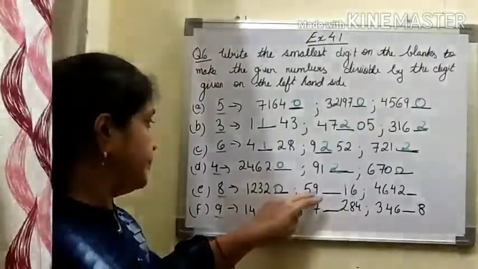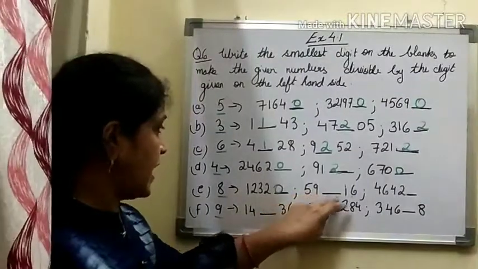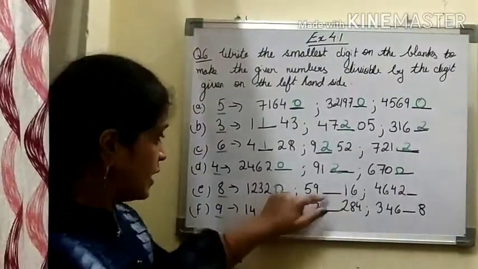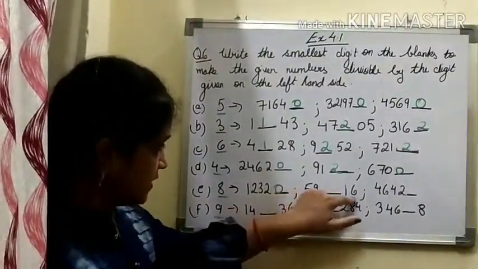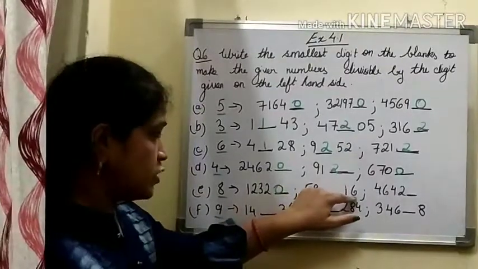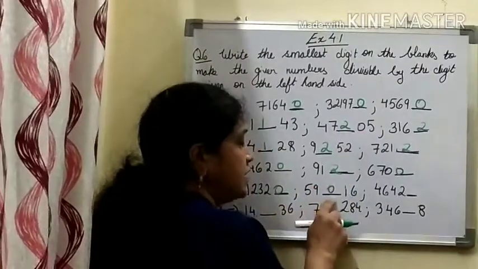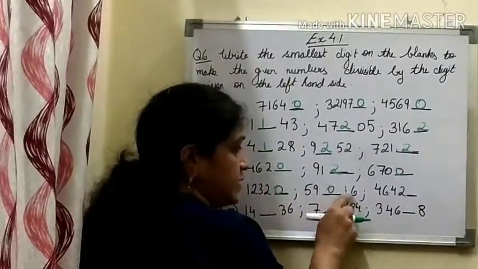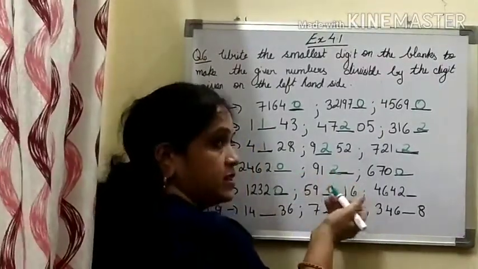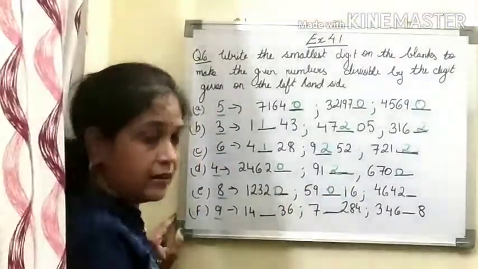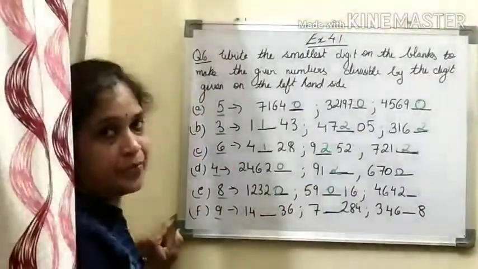Now see this one. 5, 9, dash, 1, 6. Now the last three digits: dash, 1, 6. What will the smallest be? If I put 0 here, what will the last three digits be? 0, 1, 6. If I avoid 0, 16 is there. 16 is a multiple of 8, and so the whole number gets divisible by 8.